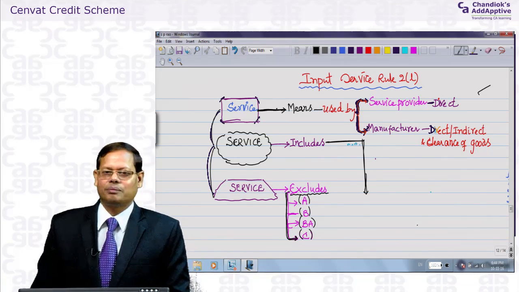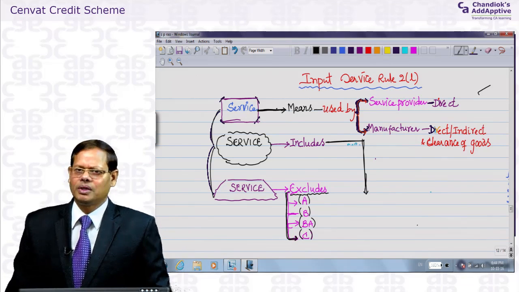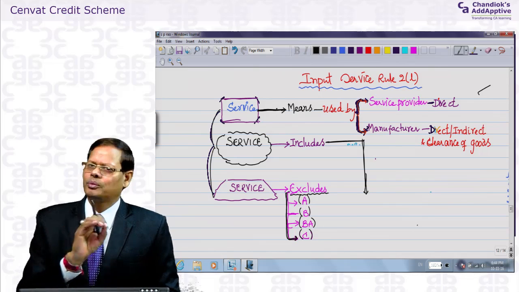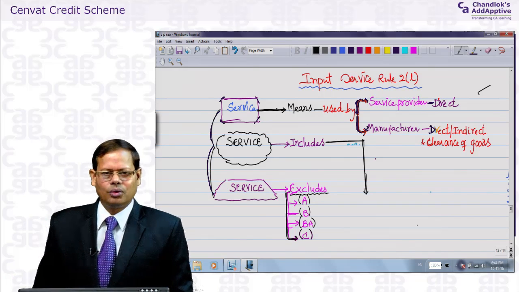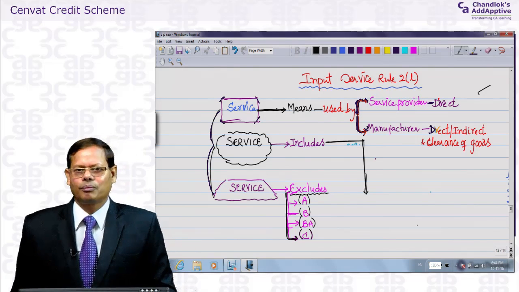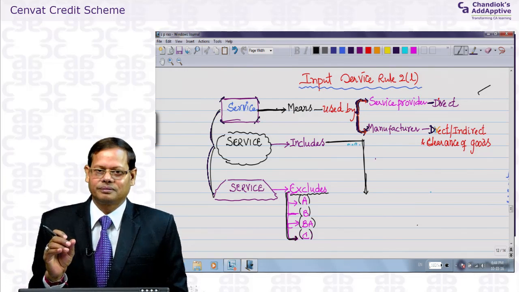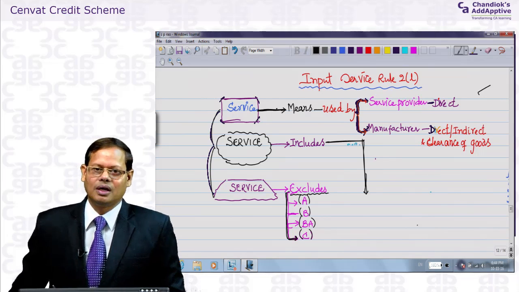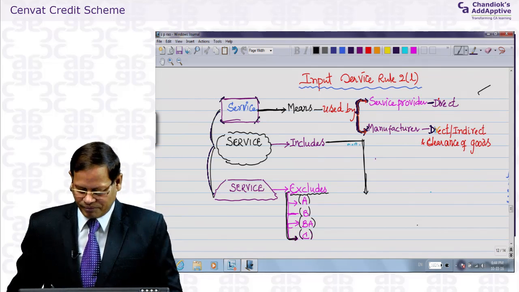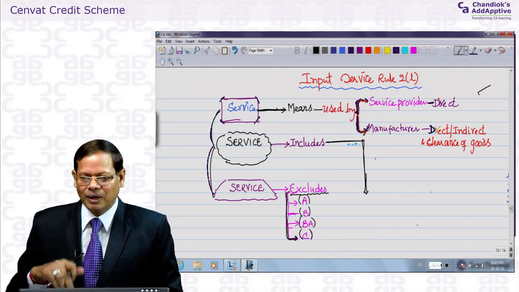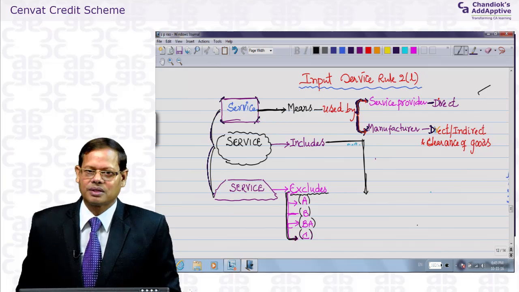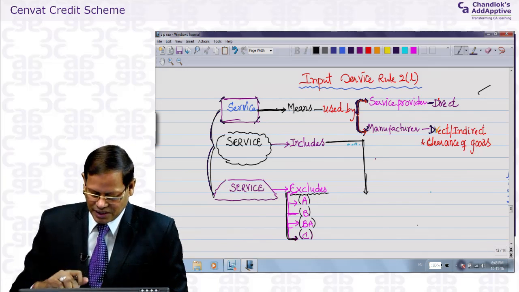So many cases came up, so many interpretations came up. So, to mitigate that, they simply say up to the place of removal. I know you understand what is up to the place of removal, what is beyond the place of removal. So, up to the place of removal, suppose you carry inputs from one place of removal to another place of removal. Now, they say it includes.